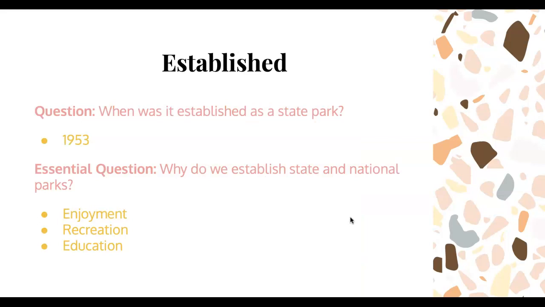Next is establishment. The question is, when was it established as a state park? In 1939, Catherine McCarty first proposed Makoshika as a park, but it wasn't established until 1953. On this slide, I also have an essential question. Why do we establish state and national parks? I believe we establish state and national parks for enjoyment, recreation, and education, but we also establish them to protect their historical significance, culture, and beauty.